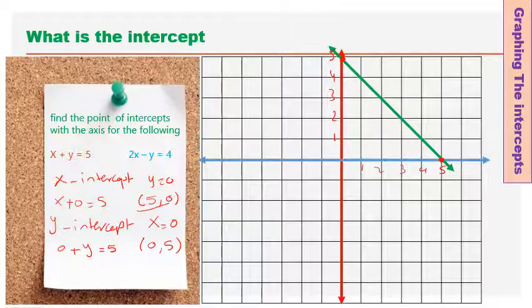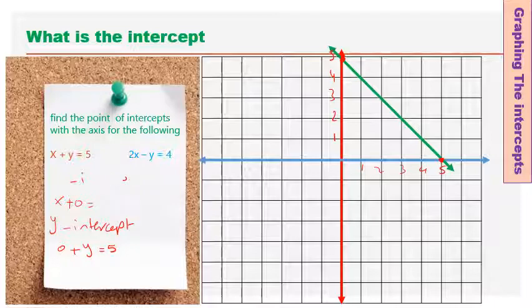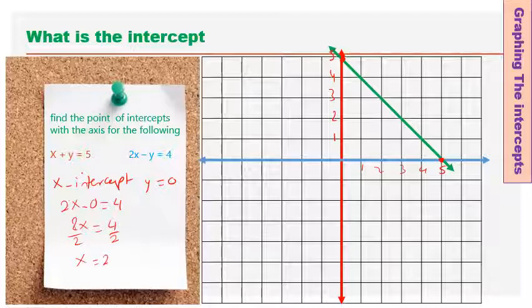Okay, let's see the next example. The next line is 2x minus y is equal to 4. If I want to find the x-intercept, our y is equal to 0. So it's 2x minus 0 is equal to 4. So 2x is equal to 4, which means I'm going to divide both sides by 2, so x is equal to 2. So the point is your x is 2 and your y is 0.